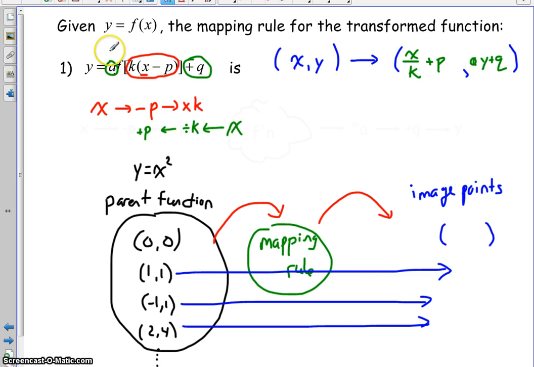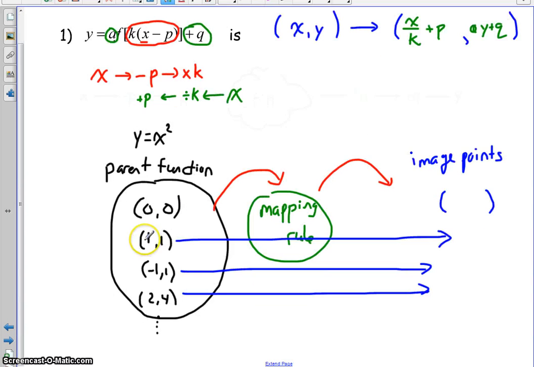Okay, same thing with y. Look at what happened outside the function, see what's happening to y, and build our mapping rule from there. So it's not something you have to memorize, but the idea of creating a mapping rule is going to be something that's going to be very, very important, not only in this course, but in 4U next year. Okay, so let's try another one.